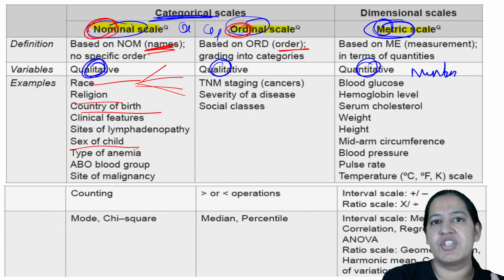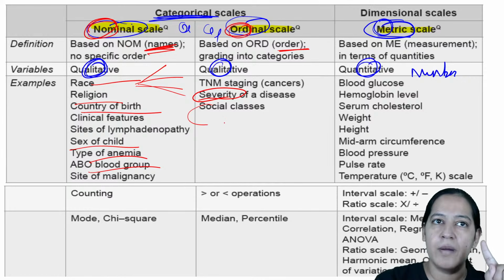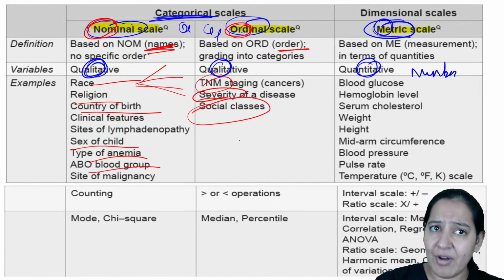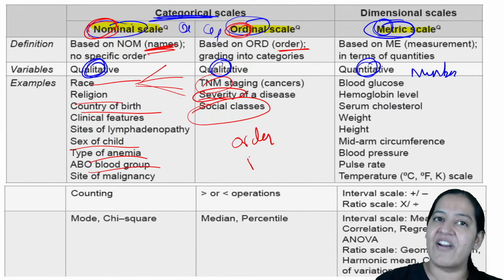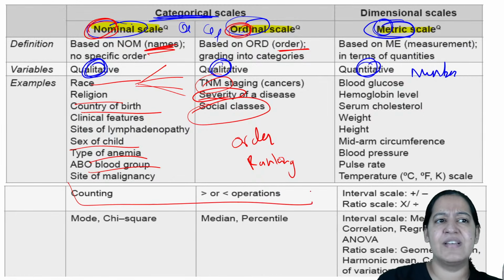What is the sex of the child? Male, female. Type of anemia: iron deficiency anemia, megaloblastic anemia. ABO blood group. So these are the names, and there is no particular order. If there is some particular order, that is mild, moderate, severe, or poor, middle class, or rich, or TNM staging stage 1, 2, 3, 4. So particular order is there, particular ranking is there. It is known as ordinal scale. So that is the main difference here.